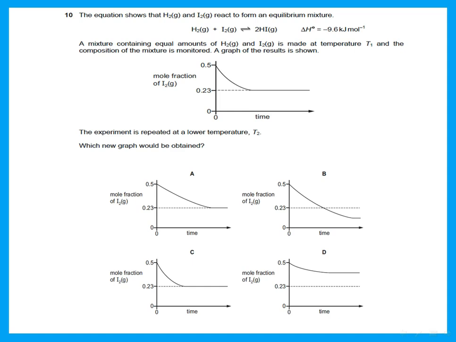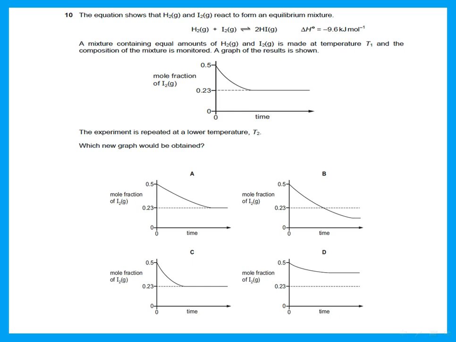This question says the equation shows that hydrogen and iodine react to form an equilibrium mixture. The mixture containing equal amounts of hydrogen and iodine is made at temperature T1, and the composition of the mixture is monitored, and he draws a graph for the mole fraction of iodine. So this is showing the change in concentration of iodine over time. Then he says the experiment is repeated at a lower temperature.